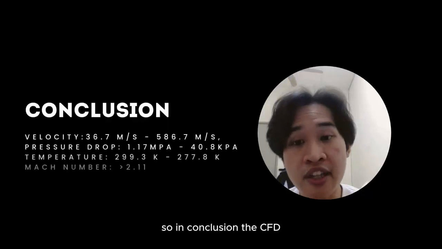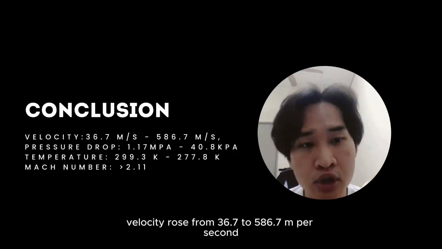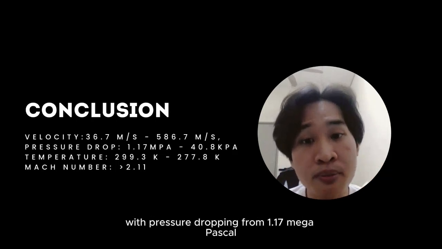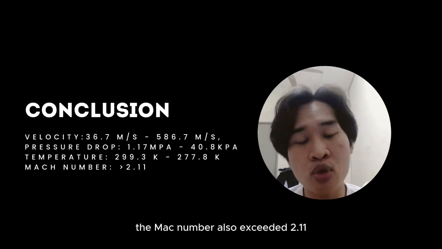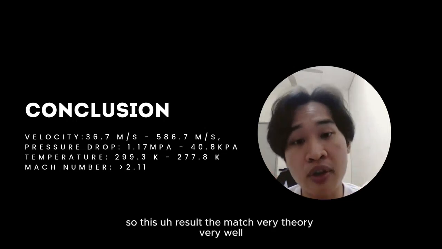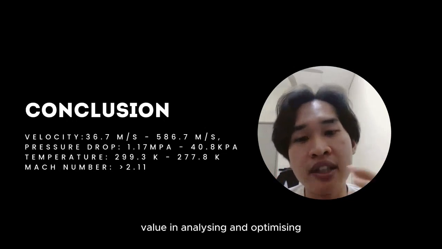In conclusion, the CFD simulation confirmed the expected compressible flow behavior in a CD nozzle. Velocity rose from 36.7 to 586.7 meters per second, with pressure dropping from 1.17 megapascal to 40.8 kilopascal, and temperature from 299 to 277 Kelvin. The Mach number also exceeded 2.11, verifying the supersonic flow. This result matched theory very well, proving the value of CFD in analyzing and optimizing high-speed nozzle design.